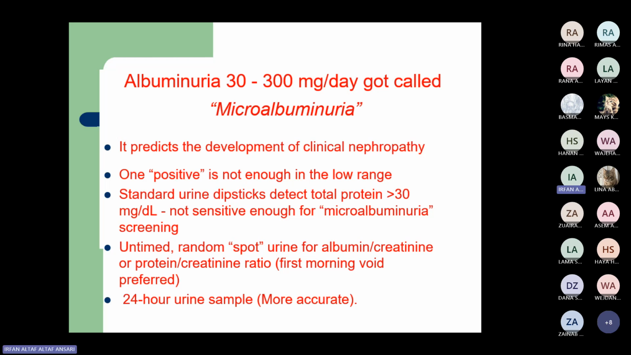Standard urine dipstick detects total protein. So we will not call it microalbuminuria, because the urine dipstick is calibrated for all the protein, not for the albumin. An untimed random spot urine for albumin creatinine or protein creatinine ratio, first morning void preferred. Always do it that way, and a 24-hour urine sample is more accurate to label as microalbuminuria.